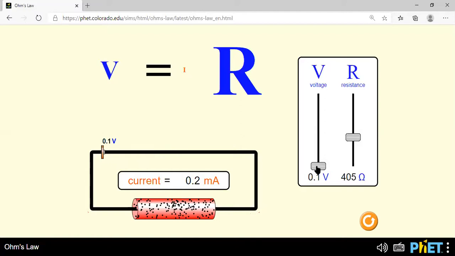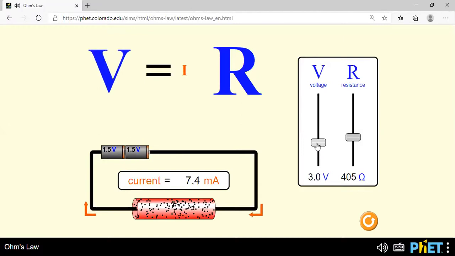And then I would pick 2 volts. And then, what would you write? 4.9 times 10 negative 3. Again, you want to write in amperes. Do one more. 3 volts. 7.4 times 10 negative 3. So on and so forth, right? You'd fill out the next numbers.